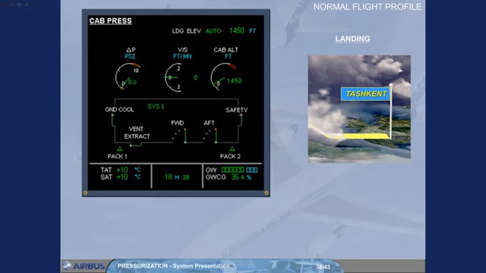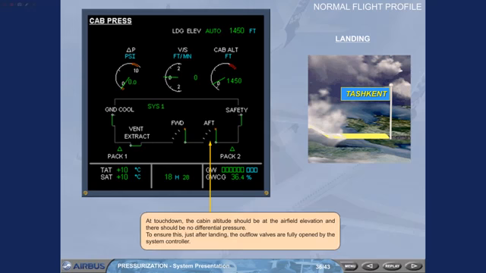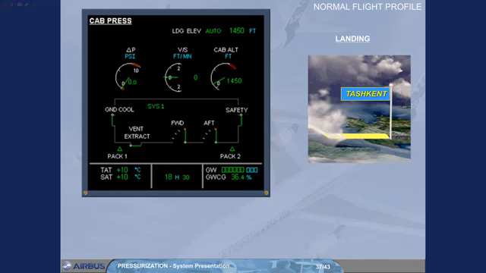At touchdown, the cabin altitude should be at the airfield elevation, and there should be no differential pressure. To ensure this, just after landing, the outflow valves are fully opened by the system controller. Once the outflow valves are fully open, there is an automatic changeover of the system controllers in preparation for the next flight. This happens so that both systems are used equally.